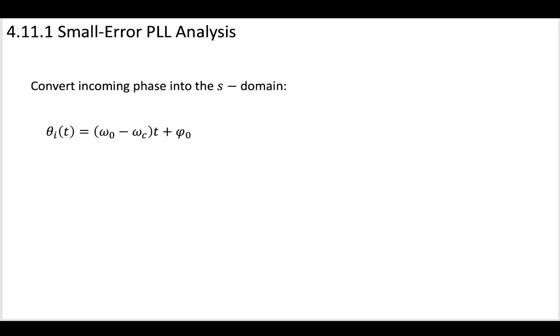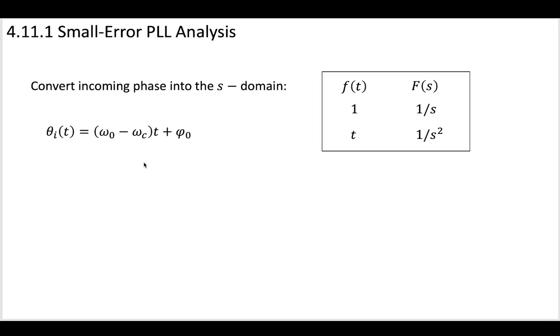So now we have this incoming phase. It's offset from the VCO frequency, and it has its own phase offset. And we want to convert this. Let's convert this into the S domain, because the video before the last one, that's what we had done, right? We had rewritten our whole system in the S domain. So let's figure out how this incoming phase could be rewritten in the S domain.